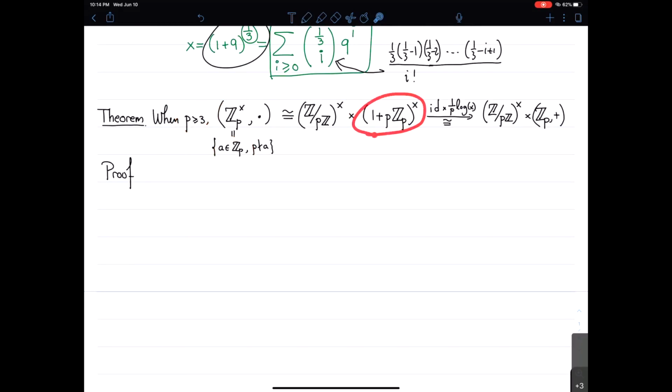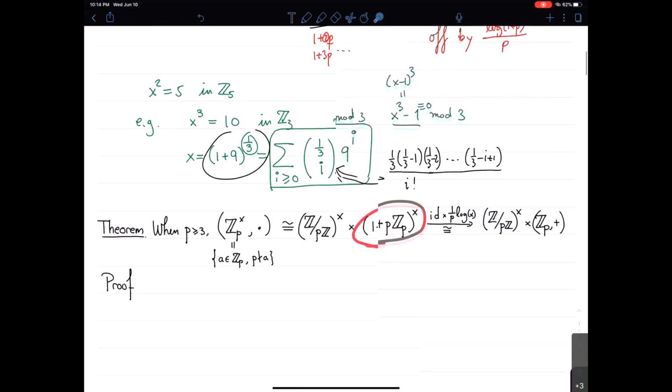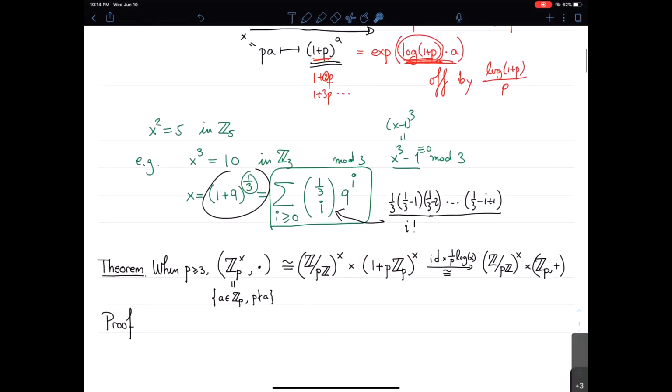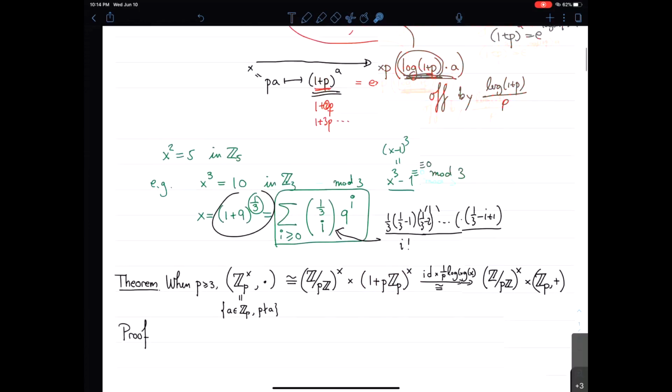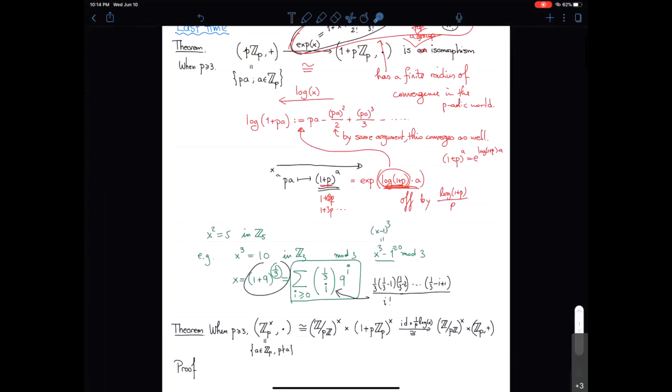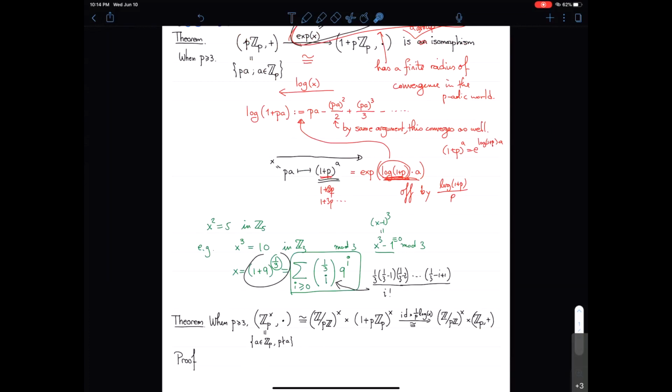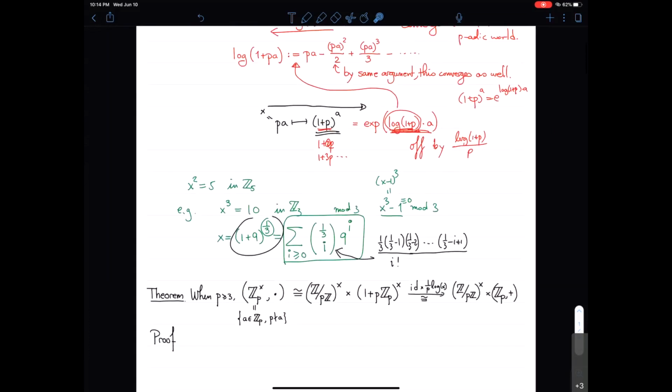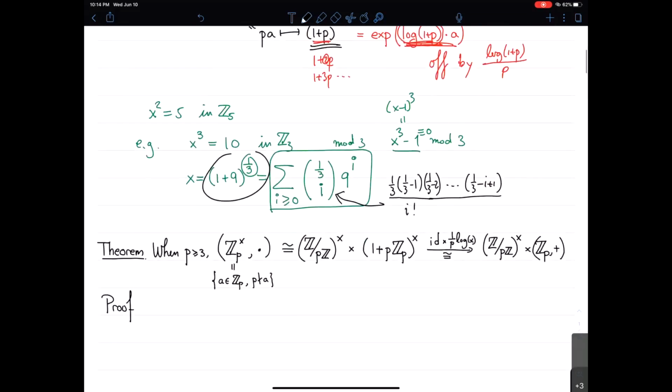And moreover, this 1 plus pZ_p, as we just proved by the theorem, with multiplicative group is really isomorphic to pZ_p. But of course, you can divide by p always. Therefore, you get Z_p plus here. So the latter part we already explained as above. And now I have to explain this one.